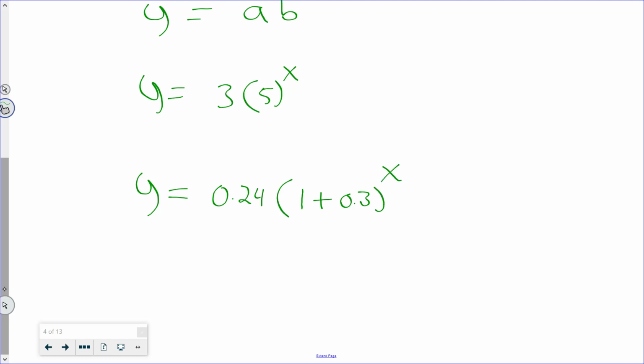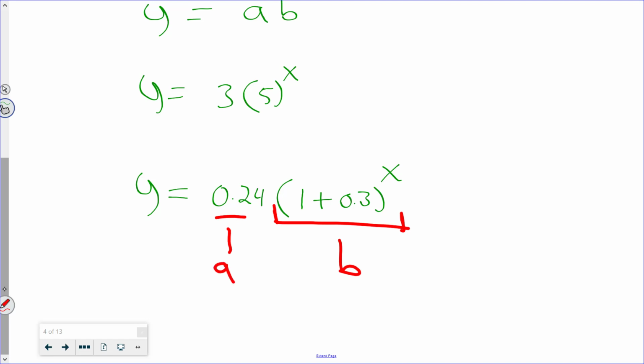What value is A? 0.24. What value is B? 1.3. Exactly. So it doesn't matter if we have an expression here in operations, anything in parentheses being raised to the power, all of this entire factor is our B. Does that make sense? That entire factor is B. And this would be A.